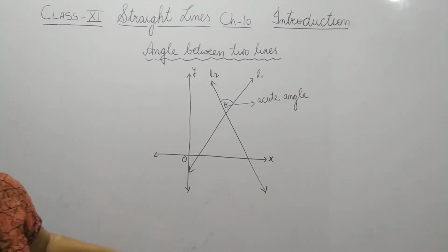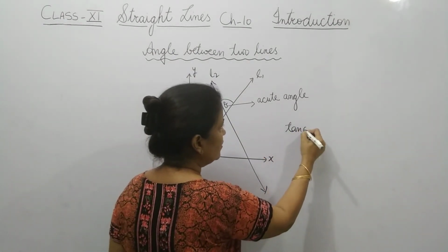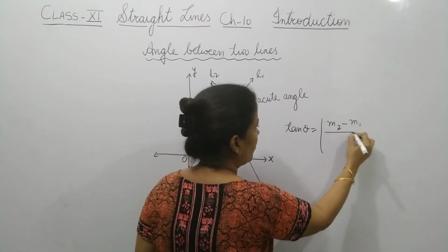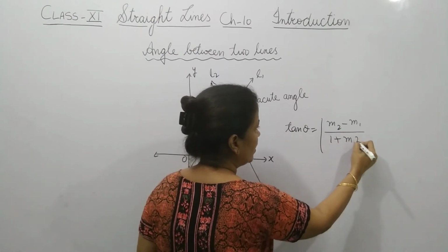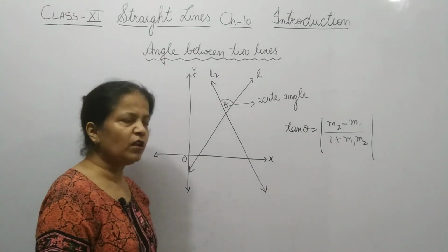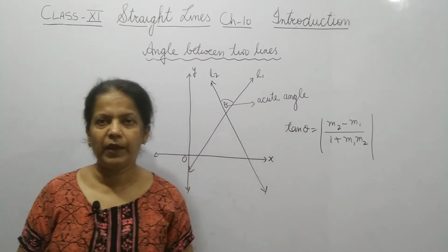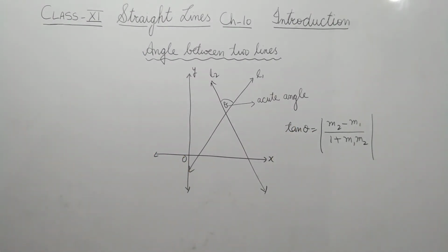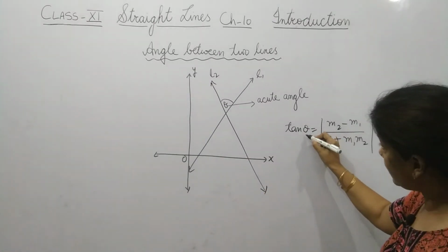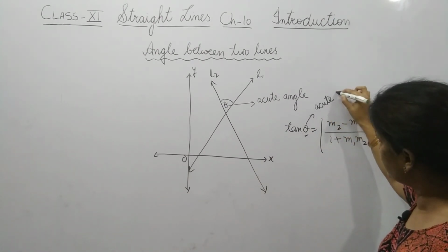Then the way to find out the angle between two lines is tan theta equal m2 minus m1 upon 1 plus m1 m2. What are m1 and m2 here? These are the slopes of these two lines. Okay, so tan theta will be m2 minus m1 upon 1 plus m1 m2. But remember that this theta should be acute angle, as I have told you just now.